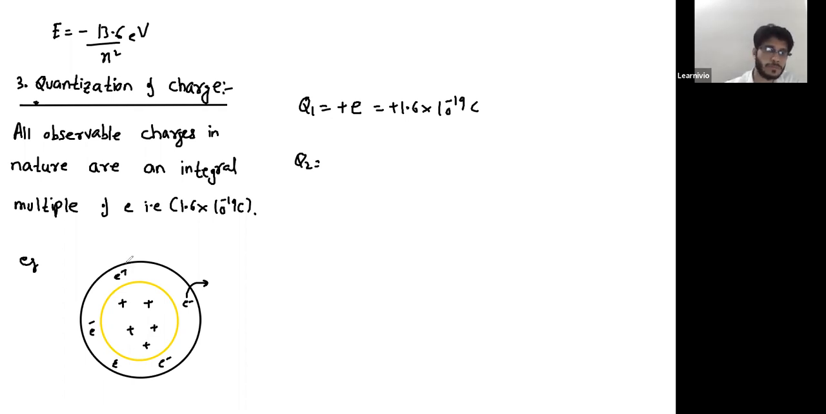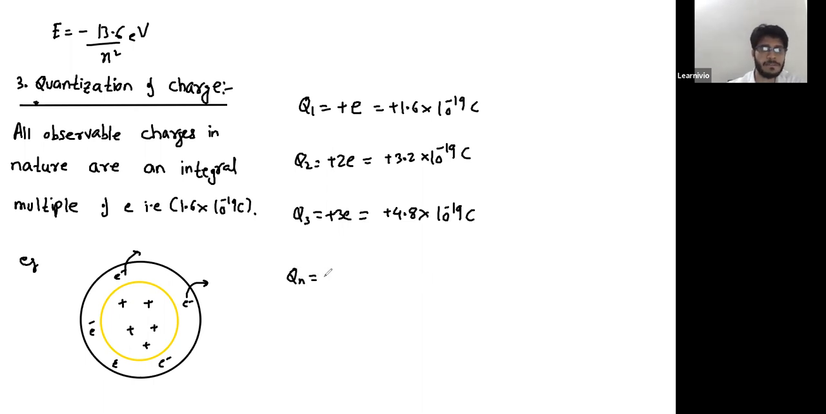Remove one more electron. The charge would be plus 2e. If you multiply 2 with 1.6, this will be 3.2 into 10 raised to minus 19. What about the next higher? Plus 3e. If you multiply it by 1.6, then it would be 4.8 into 10 raised to the power minus 19. Next higher? 4e, right? I can write this as n e. So the minimum charge is this 1.6 into 10 raised to minus 19. The next is this 3.2 into 10 raised to minus 19.